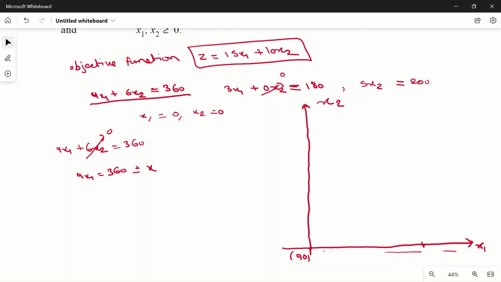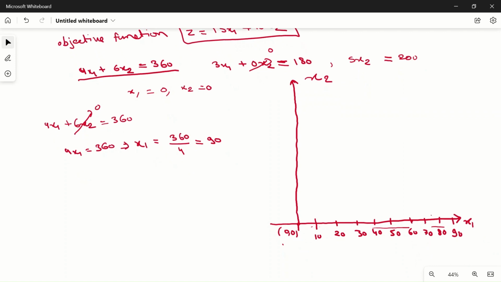So x1 is 360 divided by 4, which is 90. So our x1 is 90, and x2 we have already considered 0. Suppose this is 10, 20, 30, 40, 50, 60, 70, 80, 90. So suppose 0, 0 is point A. If we have more values, then we can extend this line, but for now this is point B, suppose, and it is (90, 0). 90 we have calculated here for x1, and x2 we have seen is 0. Then at the point where the line will cross the other axis, here x1 will become 0.